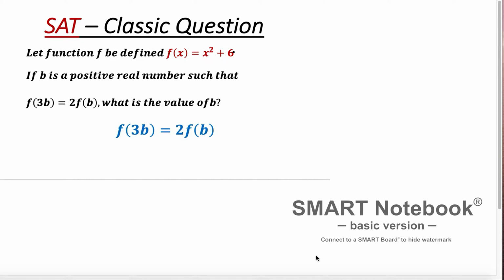Let function f be defined as f of x equals x squared plus 6. If b is a positive real number such that f of 3b is equal to 2 times f of b, what is the value of b?